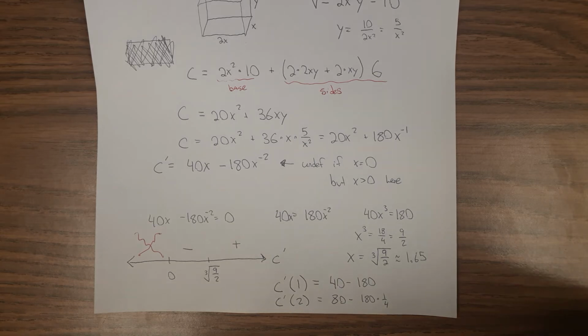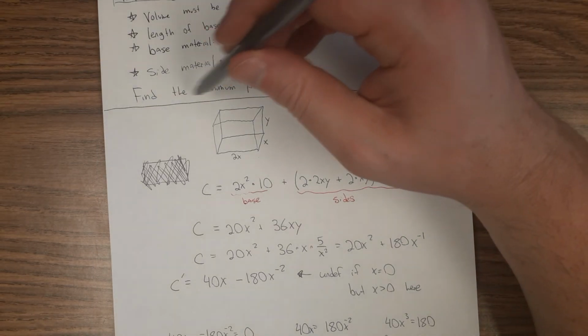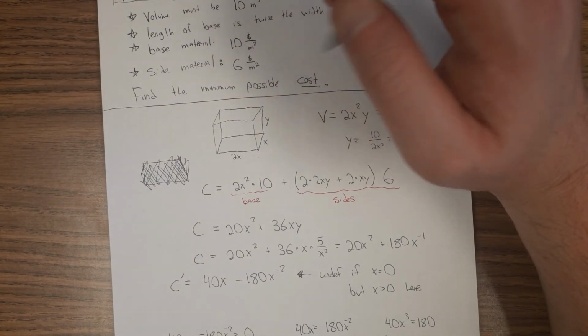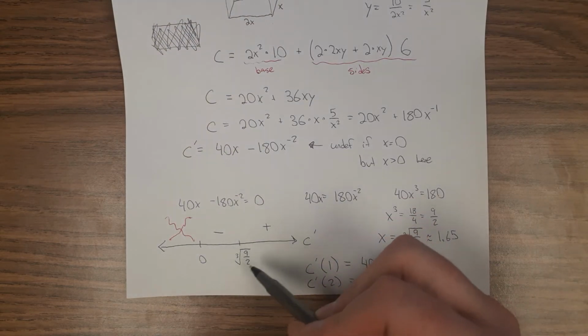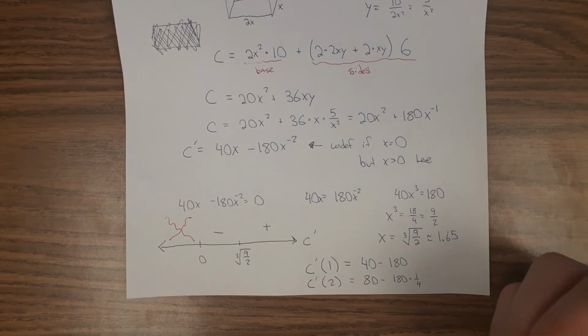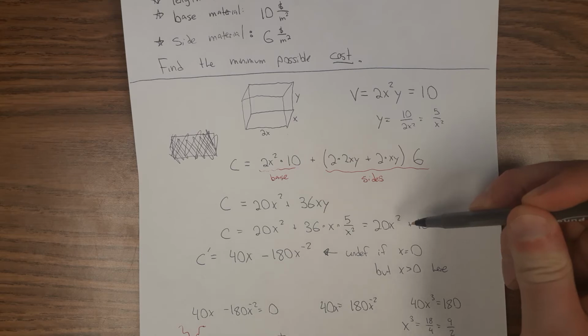And now we want to make sure that we actually answer the question. The question was, find the minimum cost. And this value of x isn't the minimum cost, it's just the value of x that gives you the minimum cost. To find the minimum cost, what I have to do is plug that value of x in to find c.